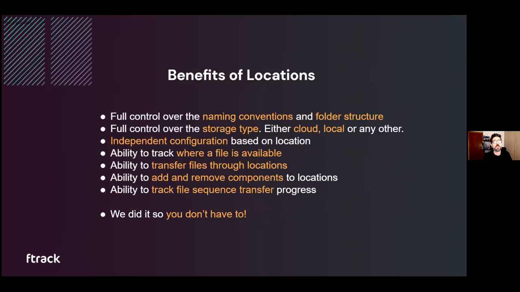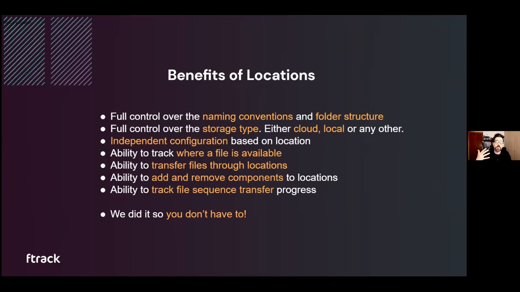Benefits of location. Location brings a lot of benefits compared to just saving files somewhere. Using location allows you to take full control of the naming convention and the folder structure that will output the files when you do publish. You have full control of the storage type. Again, cloud, local, it could be a database, a MongoDB, where you want to store the data and then you want to retrieve them as actual files.